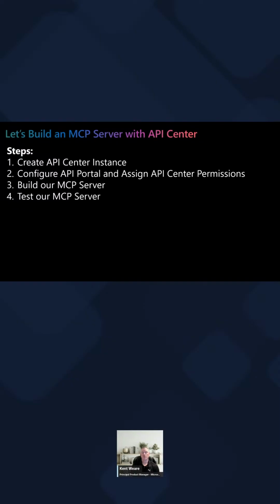All right, so here I've got a series of short video clips that we'll go through, and these are the steps we'll follow in order to build an MCP server with API Center. We'll create an API Center instance. We'll configure the API portal and assign API Center permissions. Now, this is really important from that discoverability perspective. And then we'll build our MCP server.